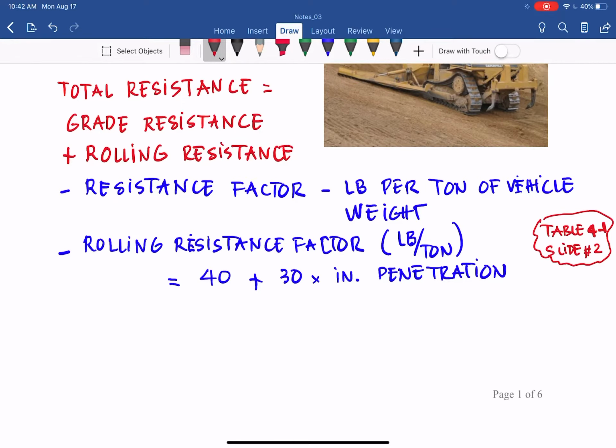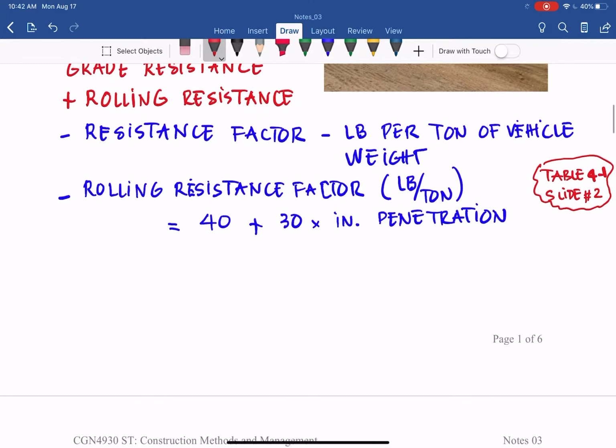With the total resistance equal to grade resistance and rolling resistance. We just mentioned rolling resistance in the previous video. Now let's work on the grade resistance. Grade resistance and effective grade.